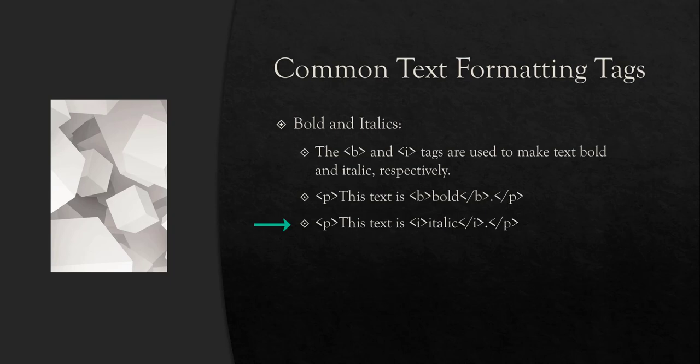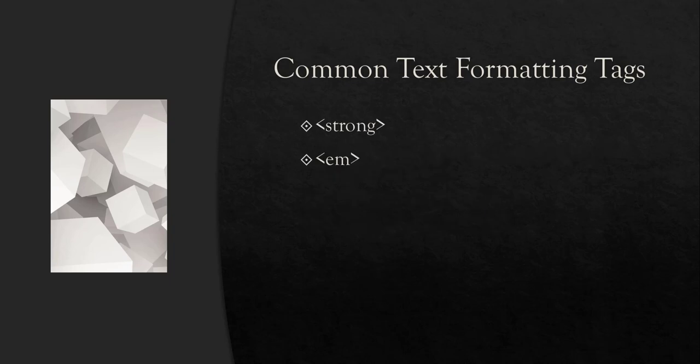In this example, the text italic will be displayed in italic font because it is enclosed within the opening and closing I tags. It's important to note that the use of the B and I tags is discouraged in modern web development. Instead, it's recommended to use semantic tags and CSS to style text.